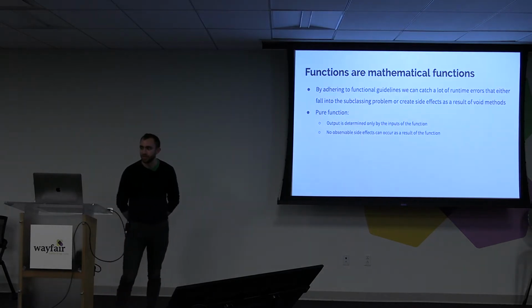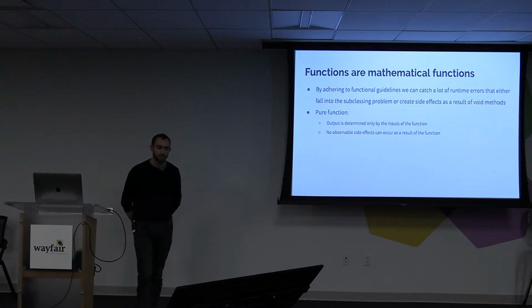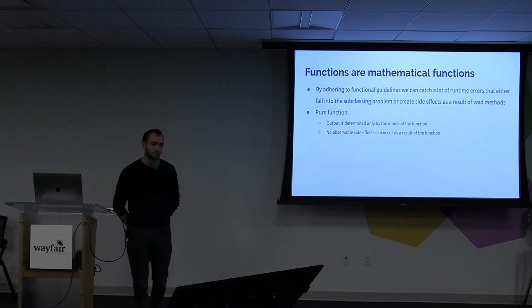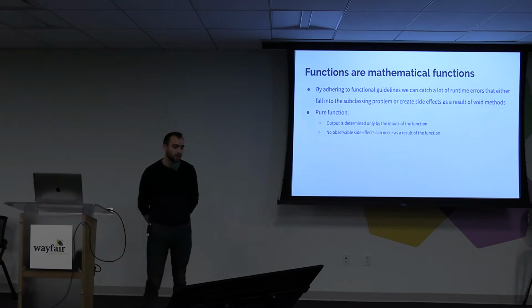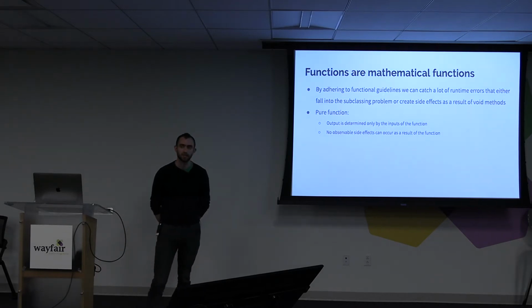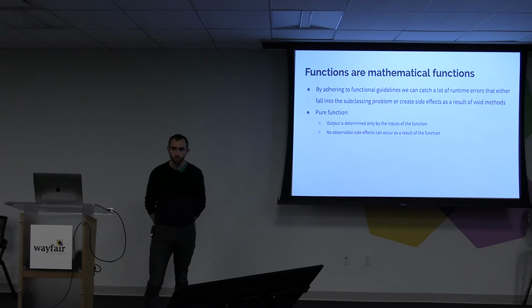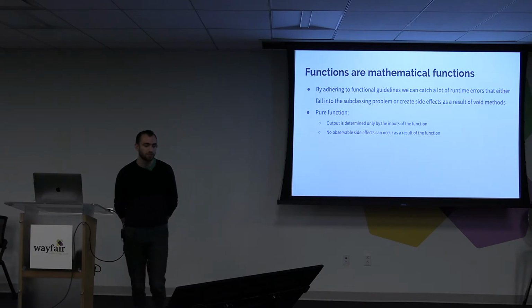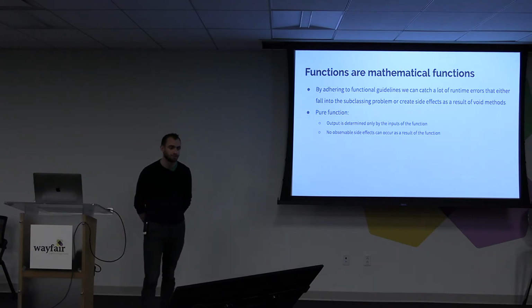So going back to purity, a pure function is defined as one where the output is solely determined by the inputs of the function, which is what I was just explaining. And then no observable side effects can occur as a result of this function, right? Because no things that you don't expect to happen can happen. And by adhering to these principles, we can actually catch a lot of runtime exceptions at the compiler.